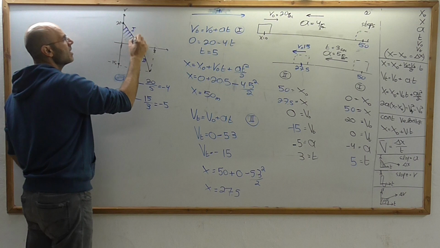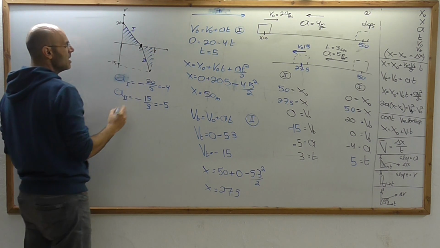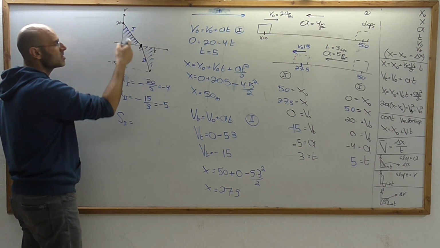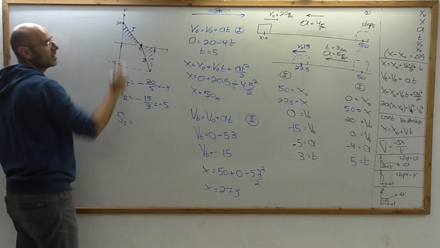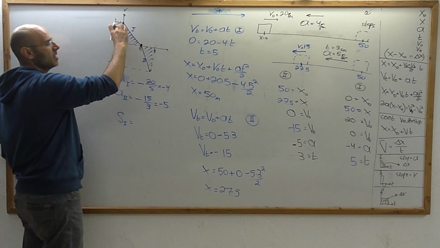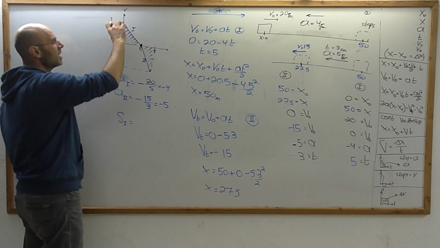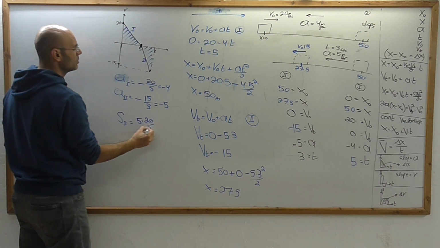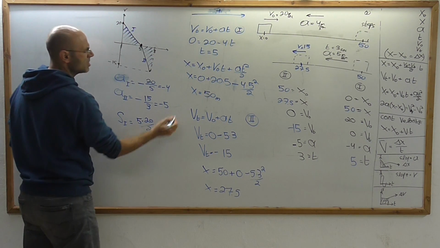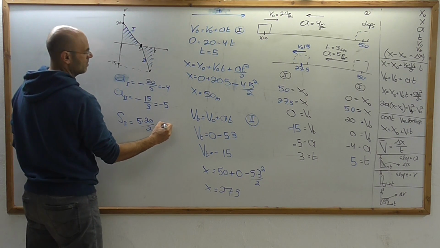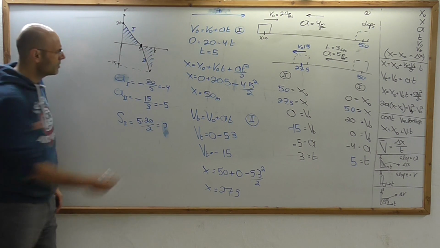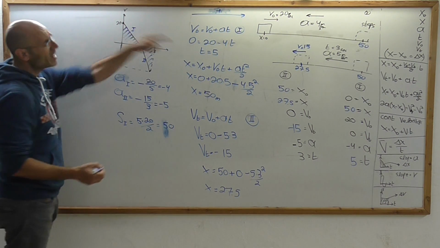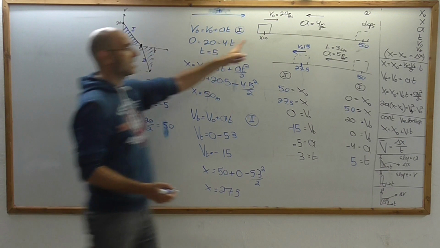Now let's calculate the areas. The first area, surface 1, area 1, doesn't matter what letter you use, is a triangle. Triangle is base times height, base times altitude, doesn't matter, divided by 2. So it's 5 multiplied by 20 over 2, which is 50. It means that the vehicle went in the positive direction 50 meters, exactly what happened.